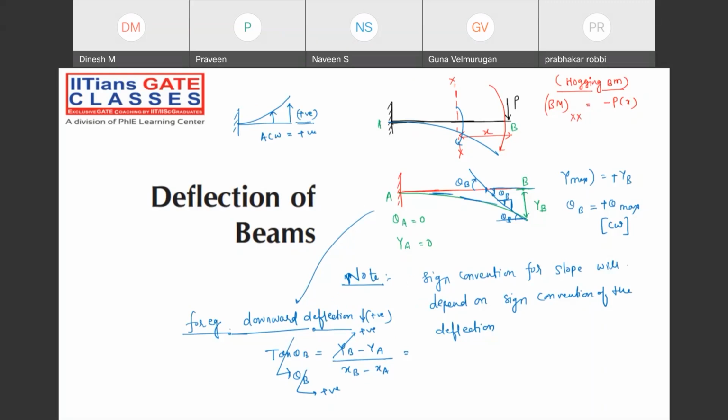Yes or no, guys? Upward direction means you are considering this to be what? Suppose you are considering this to be negative, then the anti-clockwise direction will be what? Negative in that case, right? That is what the conditions are. We'll try to see one problem. With that, it will be clear.